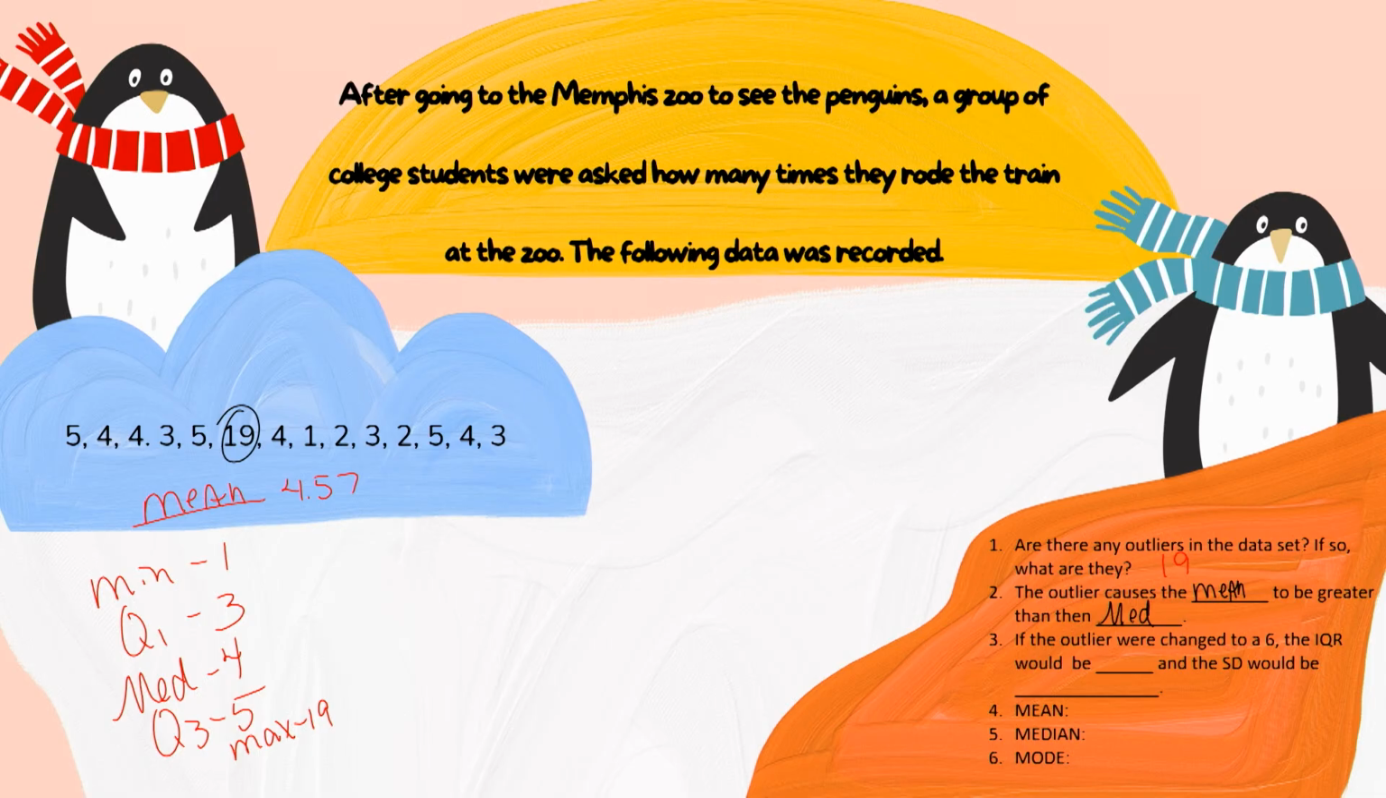If the outlier was changed to a 6, the IQR would be blank and the standard deviation would be blank. Well then, let's do that. Let's take out the 19 and put a 6. So what you're going to do is you're going to go back into your calculator, go back to your L1, under statistics and delete 19 and put 6 in there, and then go back and recalculate that 5-number summary. Do that and come back and we'll see what we got.